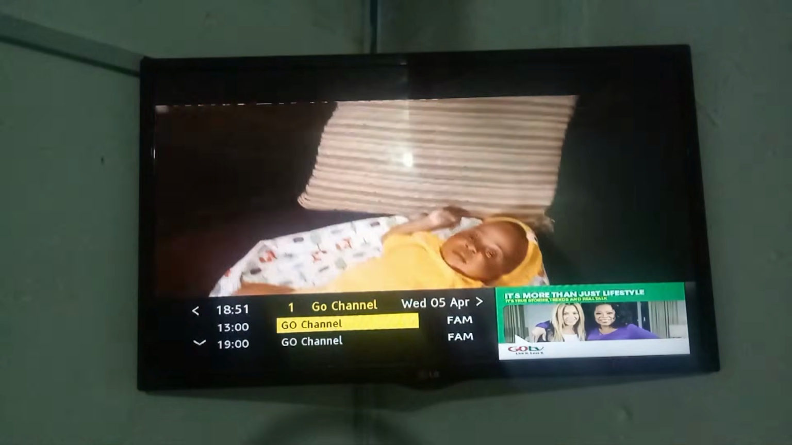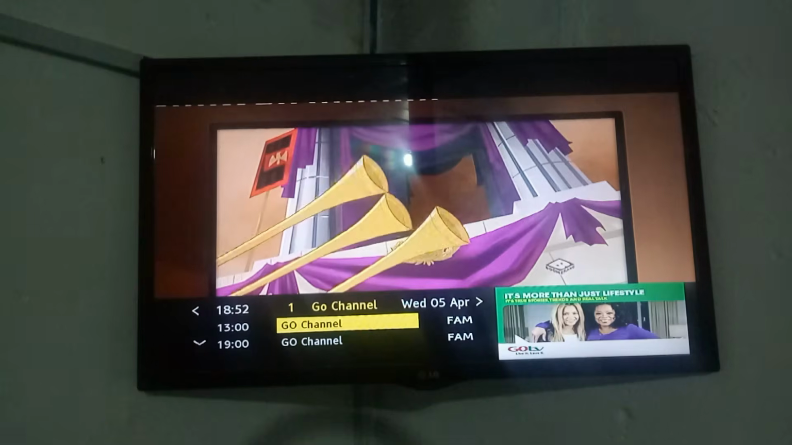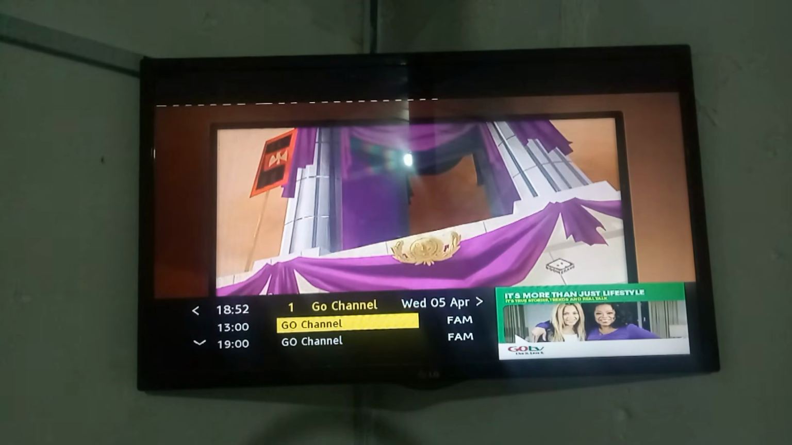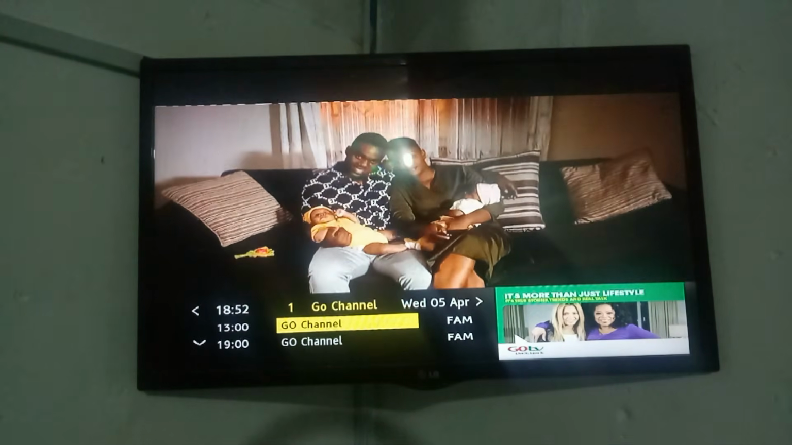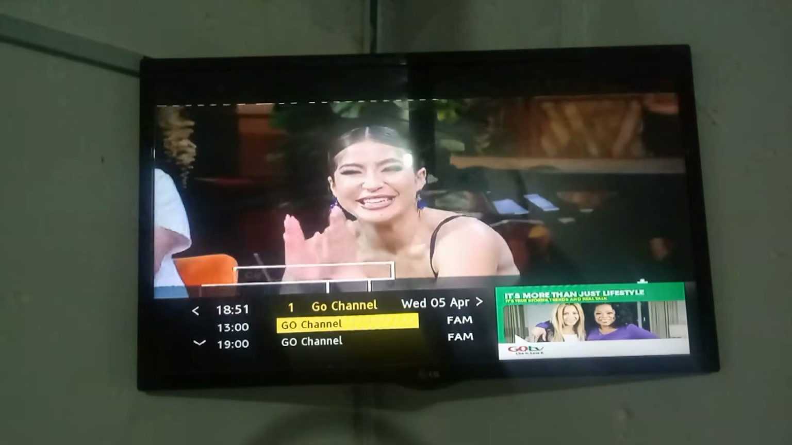Whether one is living in Eastern Africa, Western Africa, or even South Africa, GOtv remains the most affordable and reliable digital news and entertainment platform in Africa.